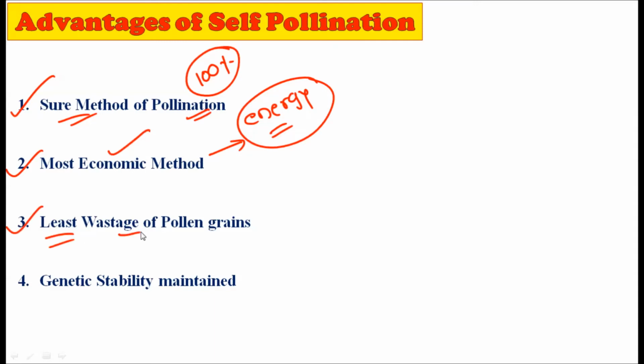Then the third one is that there is the least wastage of pollen grains. Now, what happens in a self-pollinated plant is that all the pollen grains are used to transfer to the stigma. So there is no wastage of pollen grains.